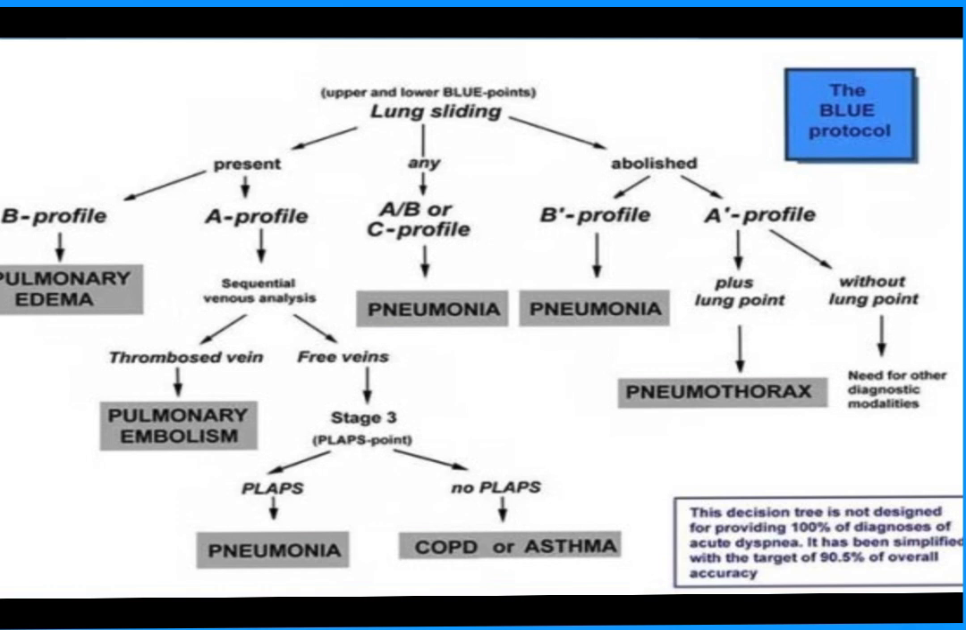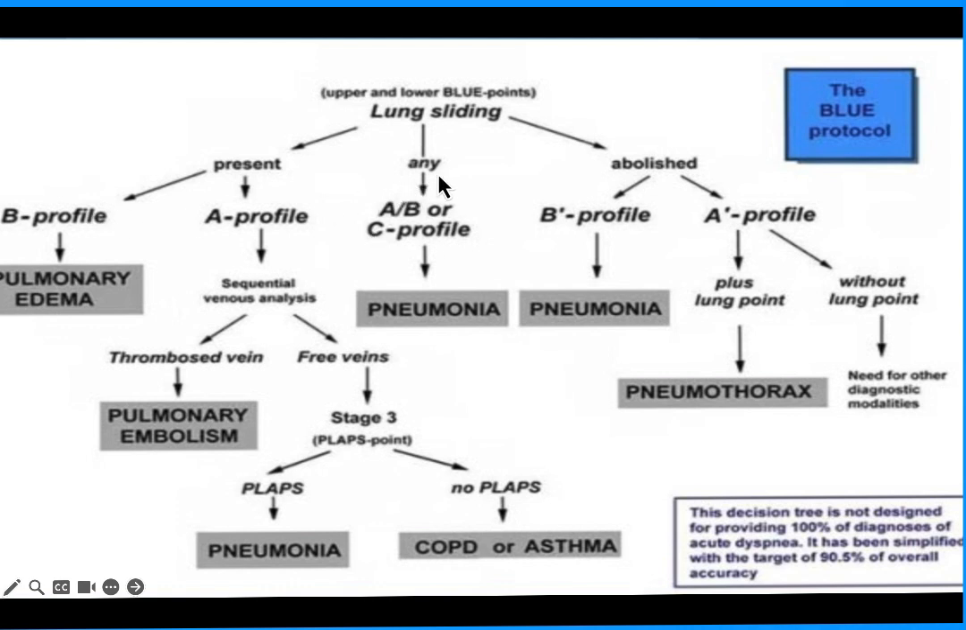They were trying to make a systematic, easy way to come up with these diagnoses, and they therefore created the Blue Protocol. The Blue Protocol starts with whether or not you see lung sliding when you do the lung ultrasound, and then based on that, assesses what kind of profile you see. The A profile is when there is lung sliding and A lines in bilateral lung fields. The B profile is when you have lung sliding and B lines in bilateral lung fields.